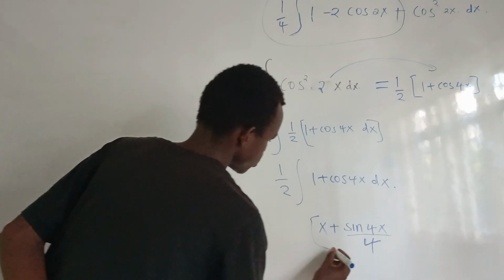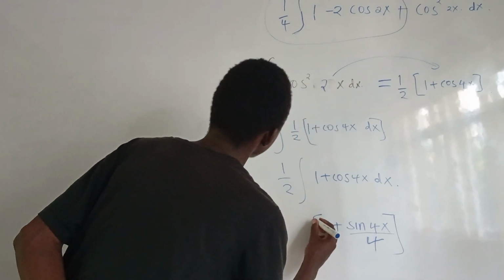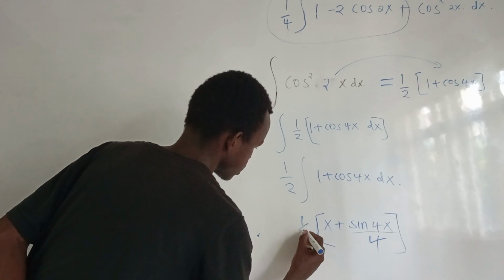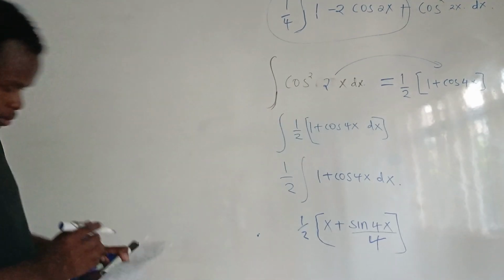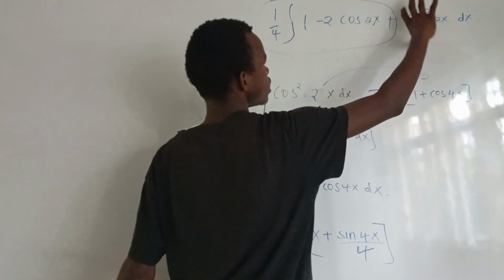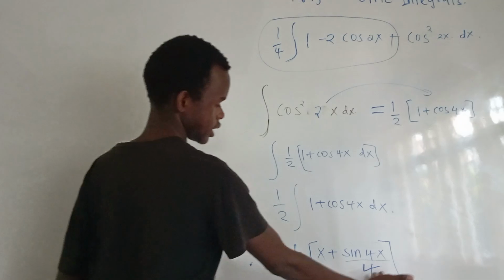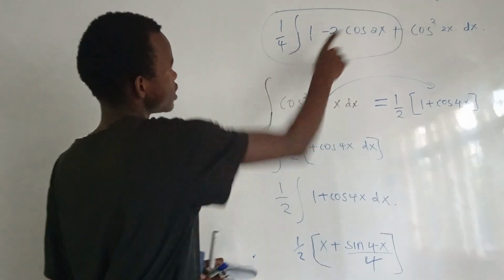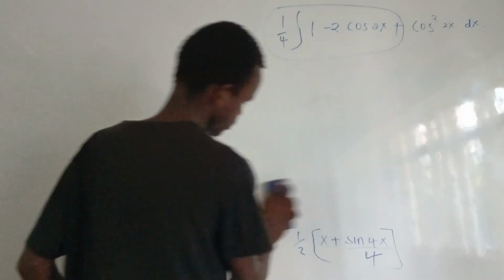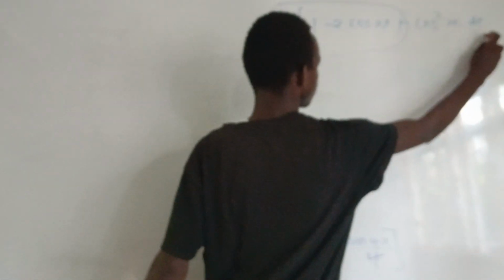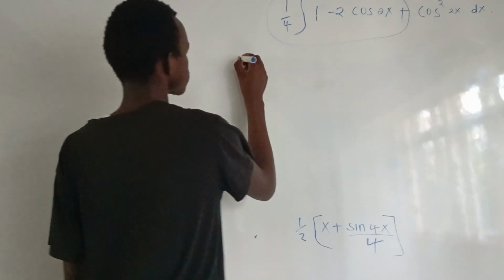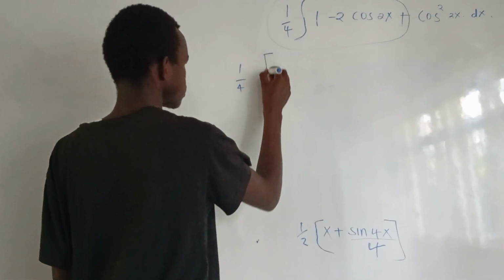Then don't forget to place a half. A half multiplies both sides. So don't forget to multiply a half. So from here, I've performed this. So I will write this as that. So let's perform this other part. So this is the integral of this part. So I'll say a quarter. Okay? Remember, a quarter is for the whole thing.